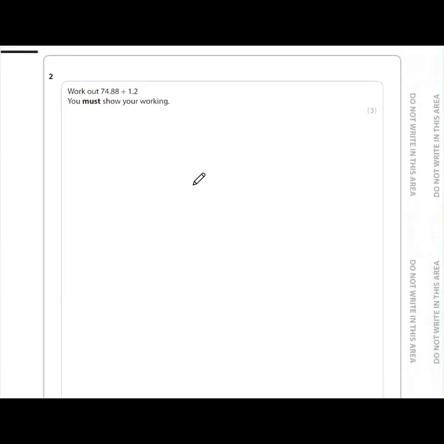Question 2. Work out 74.88 divided by 1.2. I like to write these as a fraction to start off with. So I've got 74.88 on the top divided by 1.2. This helps me realise that I need to get rid of the decimal in the 1.2, and I do that by timesing it by 10. And because it looks a little bit like a fraction, it reminds me to times the top by 10.